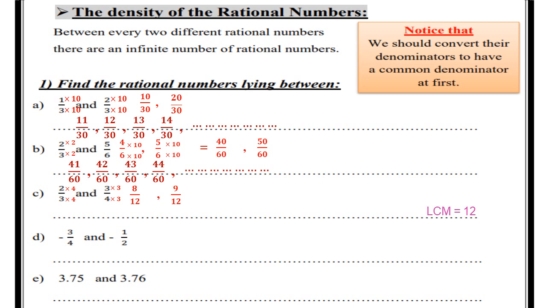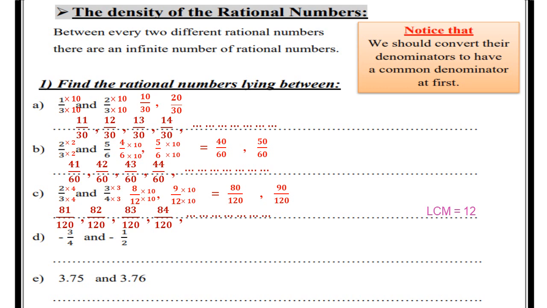Now, to get the rational numbers lying between 8 over 12 and 9 over 12, I have to multiply each fraction by 10 up and down. 8 over 12 will be equal to 80 over 120, and 9 over 12 will be equal to 90 over 120. Now I can get the rational numbers lying between 80 over 120 and 90 over 120. 81 over 120, 82 over 120, 83 over 120, 84 over 120, and so on.